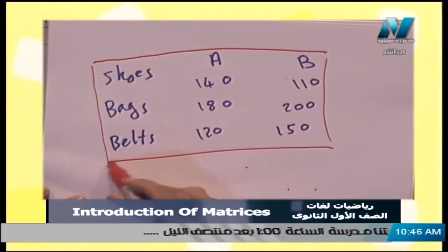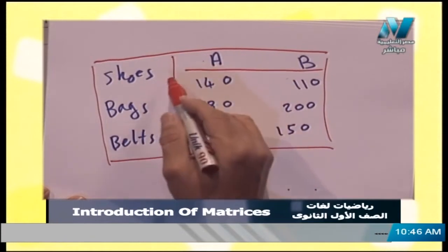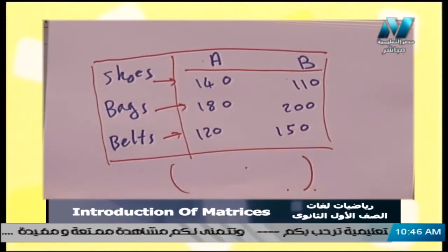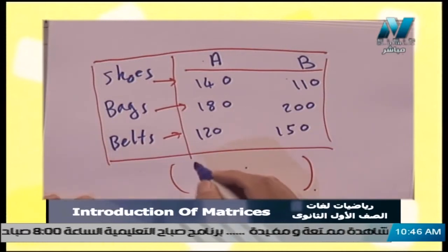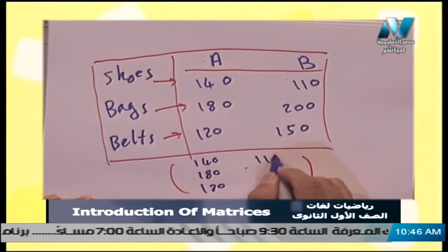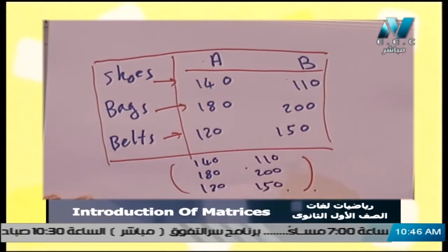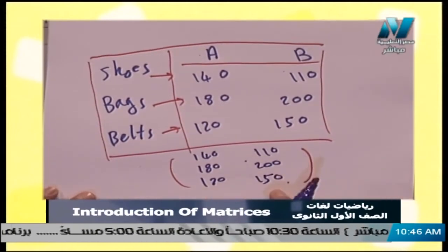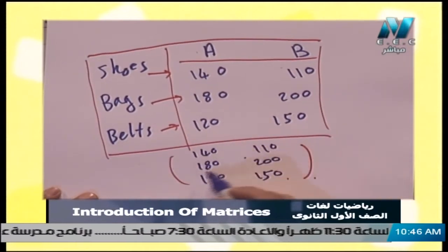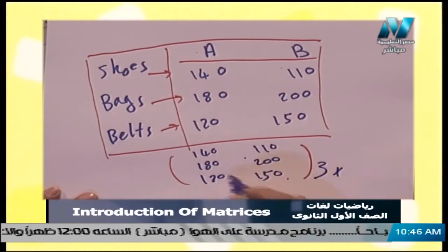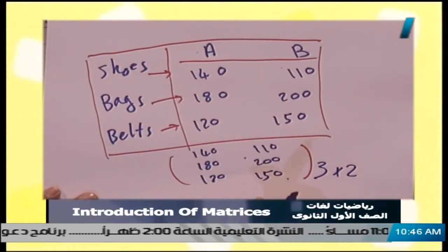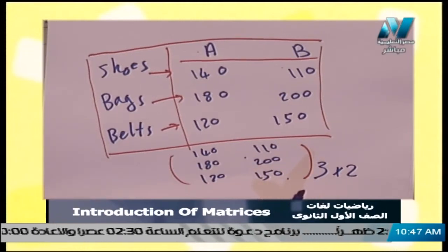We can consider them as a table here. Okay. And we can write them as a matrix here like that. We write 140, 180, 120, and on this side 110, 200, 150. So here we have written these data by another matrix, but this matrix has how many rows? Has three rows by how many columns? Two columns. So its order now is 3 by 2.